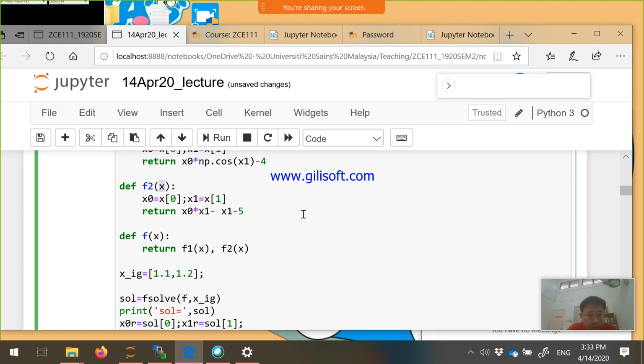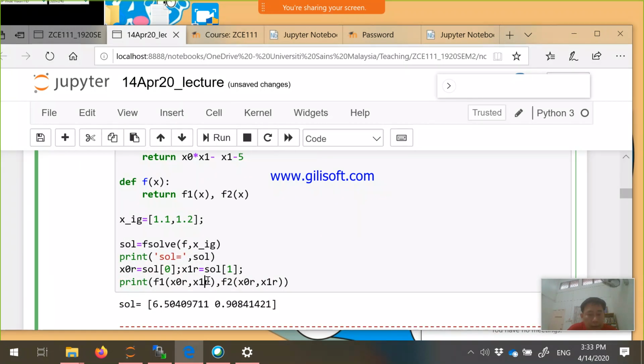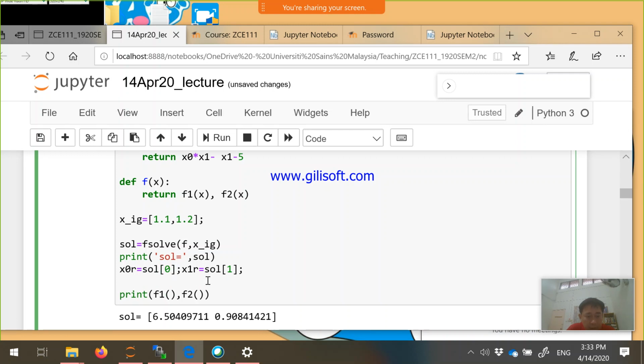Again, if you look at these functions, each takes on only an x, but this x is an array. So when you want to specify the values of the function, say f1 or f2, you have to supply the values of x as a single variable. It should not contain two numbers. So the single variable I'll call xr, and this xr should be an array. The array should be x0r and x1r. So if you want to print out the values of f1 at the root, this is the correct way.